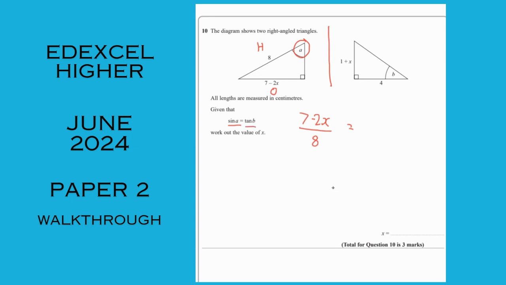On to triangle 2, tan B. Well, in this triangle, there's our opposite, that's our adjacent. The TOA part: tan of an angle is opposite over adjacent. So let's multiply both sides by 8.